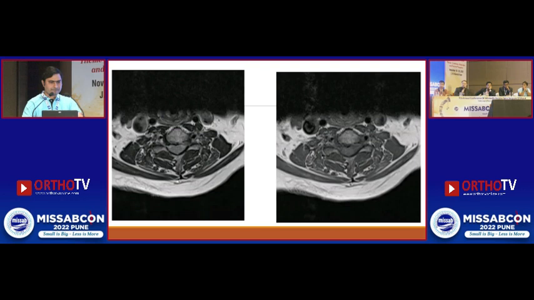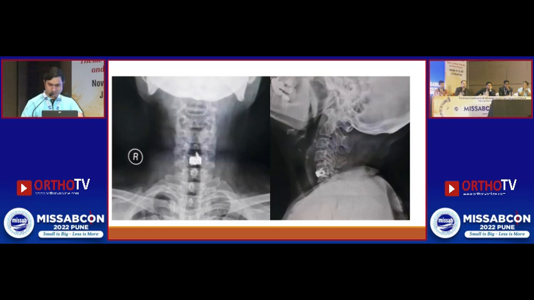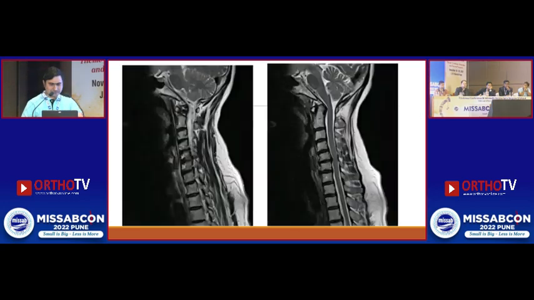Do you have a CT for this? No, CT is not there, right? X-ray, you have? Oh, sorry. It appears to be a hard disc to me actually, that is why I was asking.